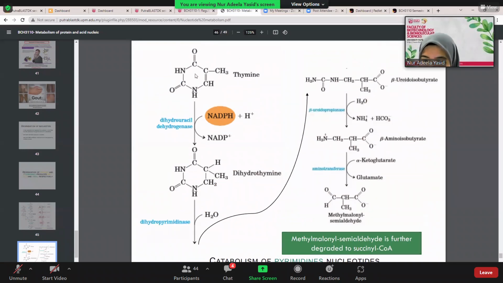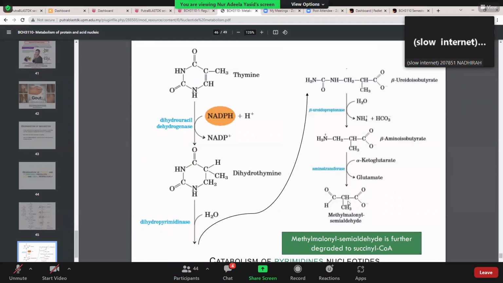Okay, from thymine, it undergo reaction to form this dihydrothymine, which later it will produce methyl malonyl semialdehyde, which is going to be further degraded to succinyl-CoA. Bila namanya dah degraded to succinyl-CoA, it will enter... Kalau convert to succinyl-CoA, dia akan masuk mana? TCA? TCA cycle, fat cycle.